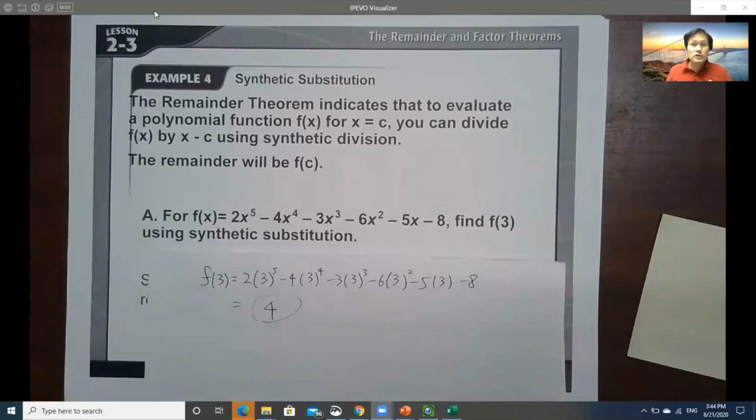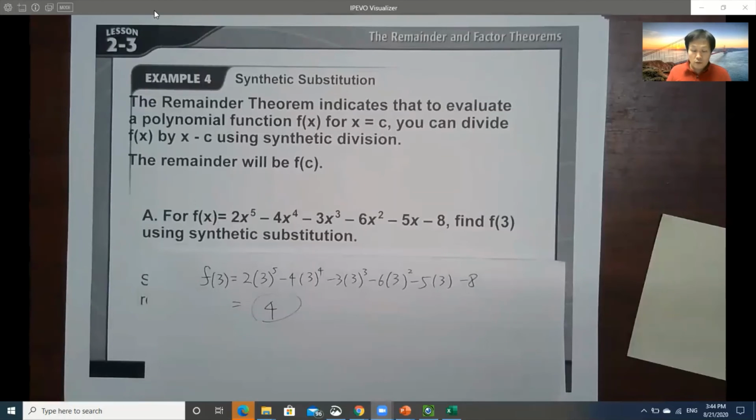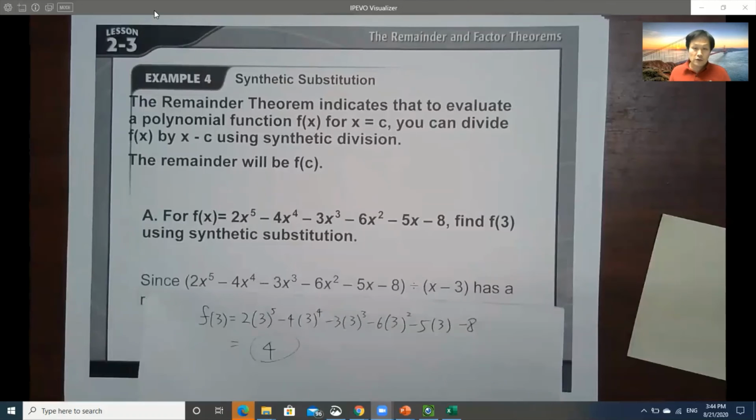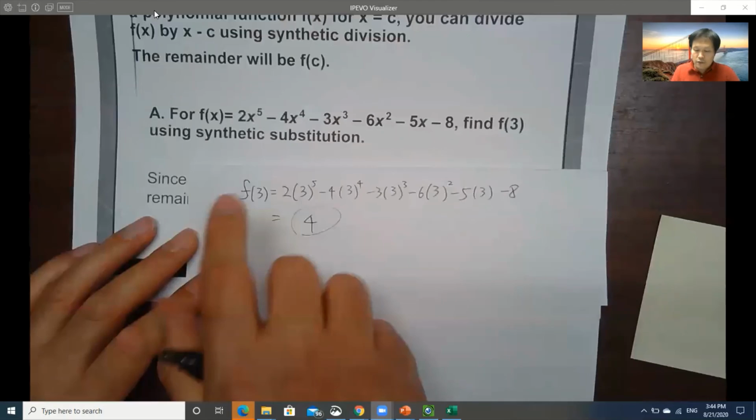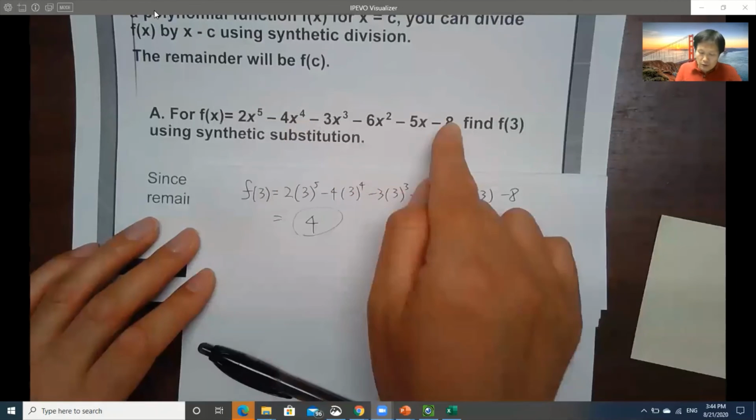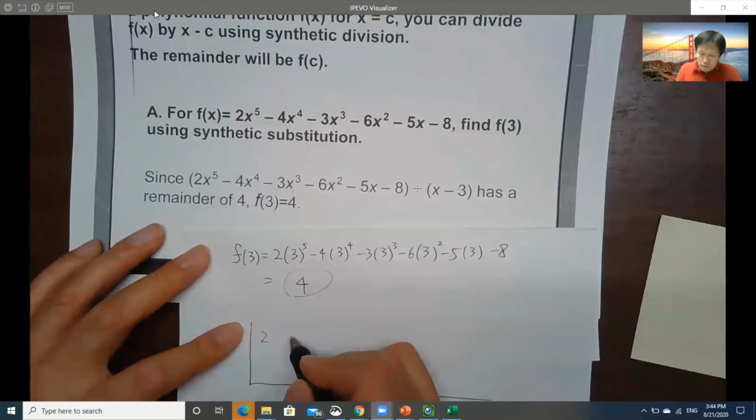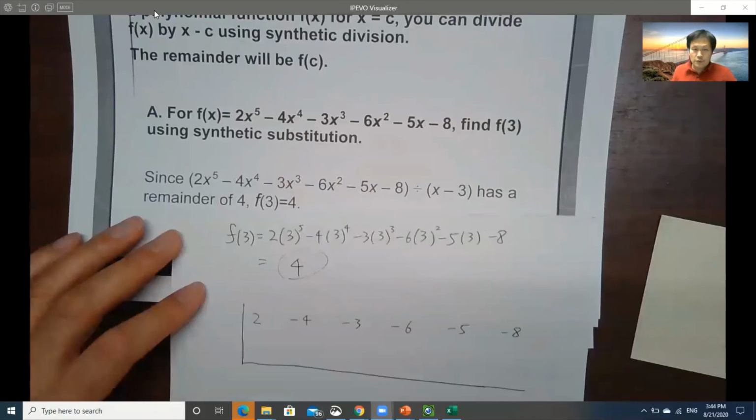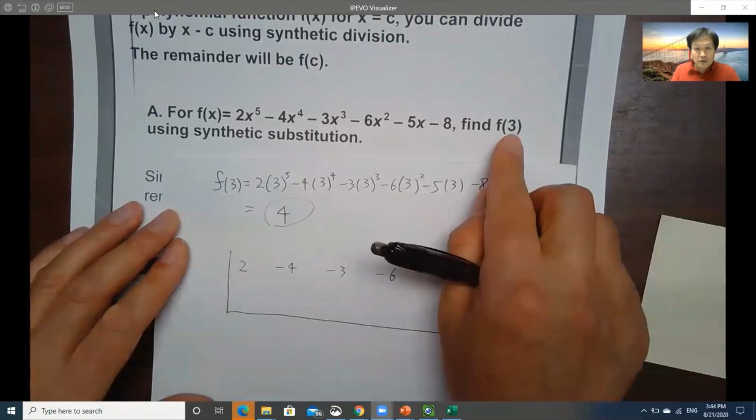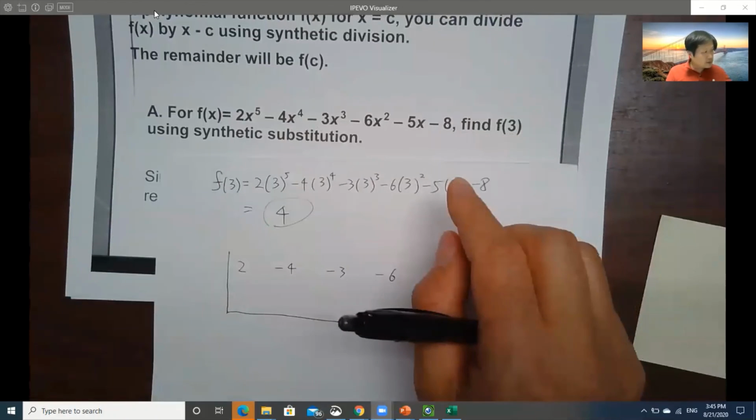Okay, here it's introducing, you can use synthetic division to find that 4. Now you might say, how? Just do synthetic division. So check the power, 5, 4, 3, 2, first, 0 power. So I'm going to set it up as a synthetic division. So 2, minus 4, minus 3, minus 6, minus 5, minus 8. Okay, one thing you have to be careful is x value is 3. Do you remember in previous steps you have to solve for x?